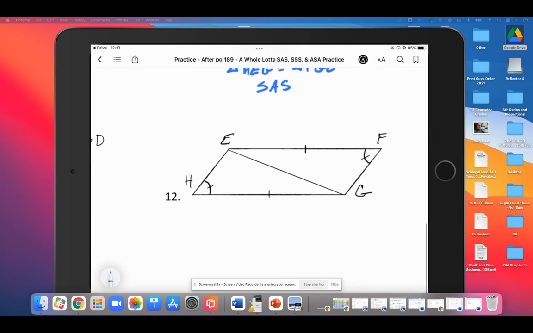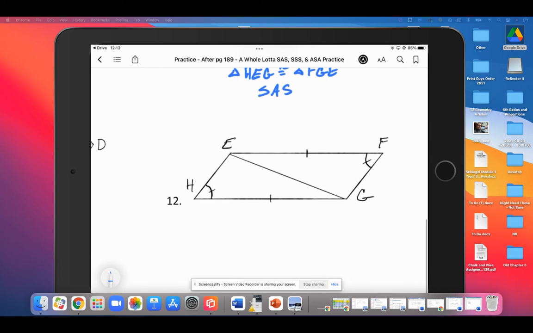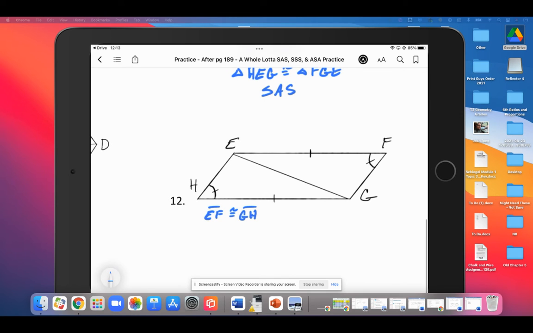Moving on to number 12, we see that we have EF is congruent to GH. We see that angle EFG is congruent to angle GHE. And we see that the only other thing we can tell is that EG is congruent to EG because of the distributive property. The distributive property? Did I just say that? Because of the reflexive property.